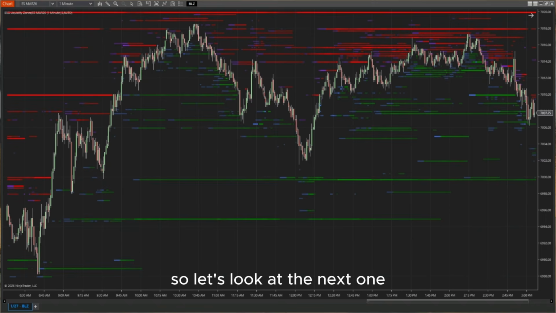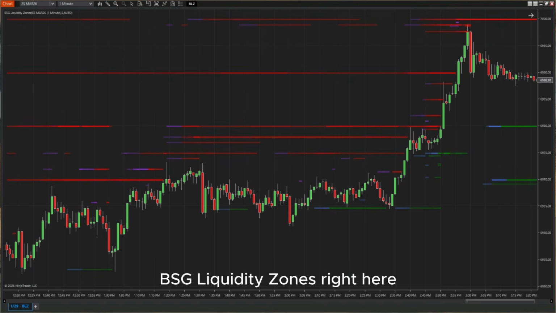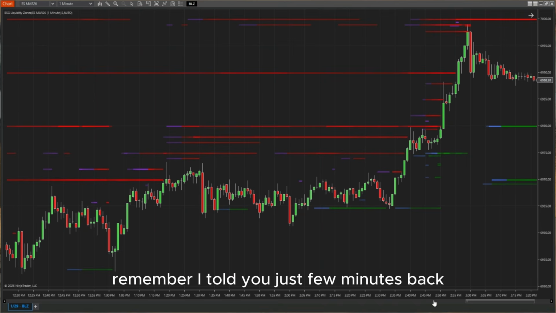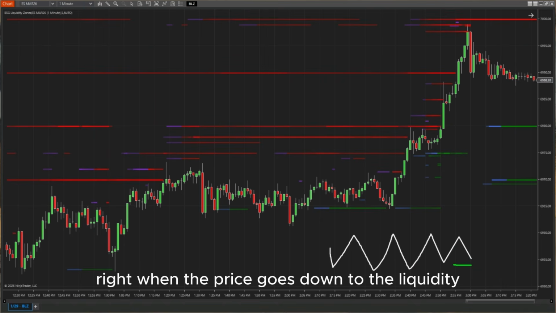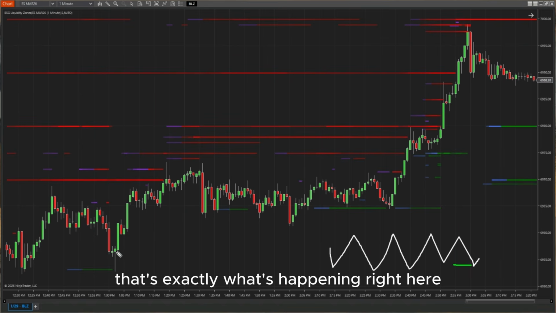So let's look at the next one. Remember that I showed you how we are able to trade entry here long, take it right here. Let me show you the same thing in the BLG liquidity zones right here. If you look at it, the market is going sideways. Remember I told you just a few minutes back, when the market is going sideways also, if strong bias liquidity starts building, when the price goes down to the liquidity and then sees immediate rejection, you can take the long. That's exactly what's happening right here.